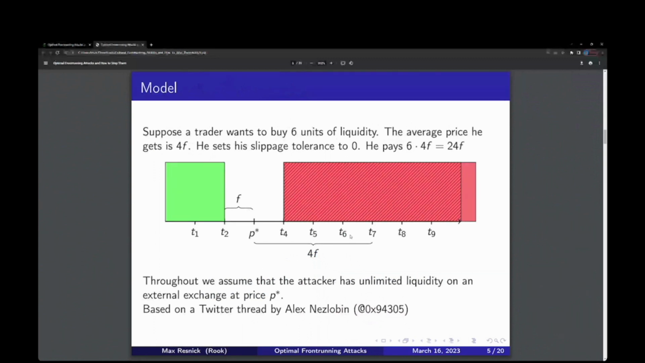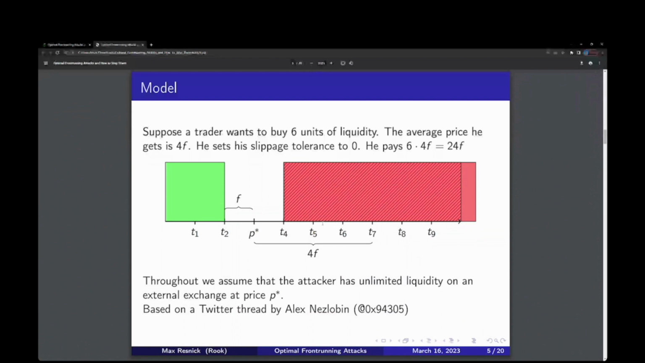Okay, now I'm going to get into this setting of a front-running attack. So we're on an exchange here. P star is the current price. And we have a trader who wants to buy 6 units of liquidity. That's depicted in this red hatched area here. And if he does that, he's going to move the price by 6.